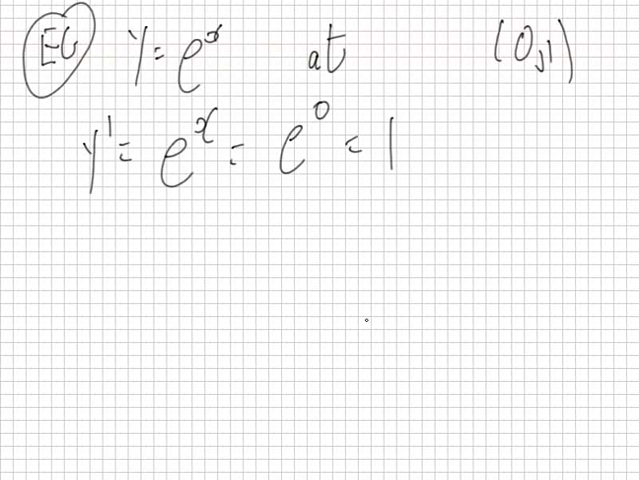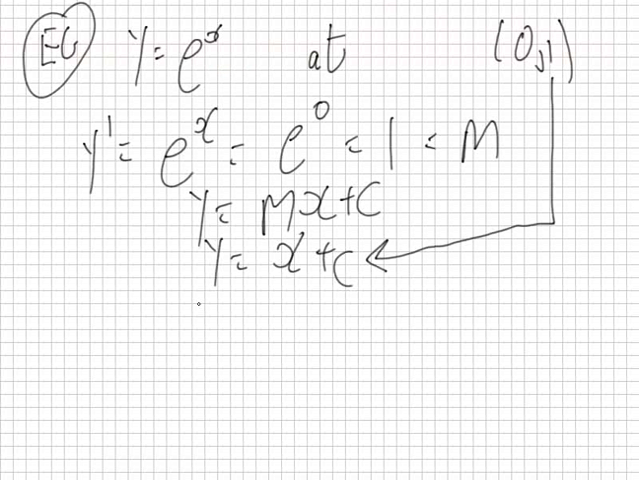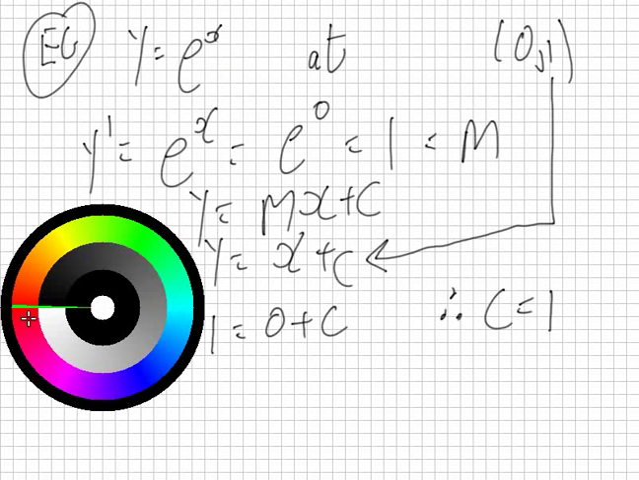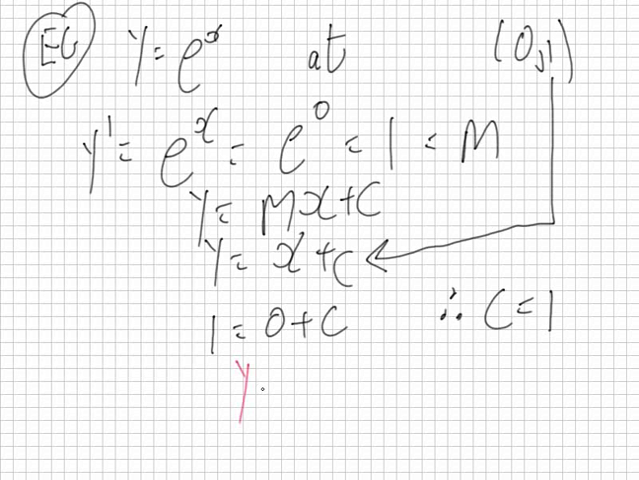So y equals e^x, and what was the point? (0, 1). Okay, so the first derivative equals e^x, and then you put x is 0, so that's 1. So that's the m. So we have y equals mx plus c, y equals 1x plus c, and then we can put the point in to get the c. So 1 equals 0 plus c, so therefore c equals 1, and we have our answer, y equals x plus 1.